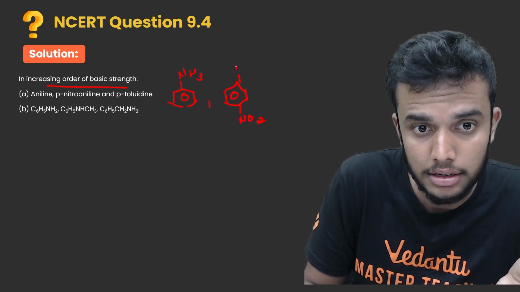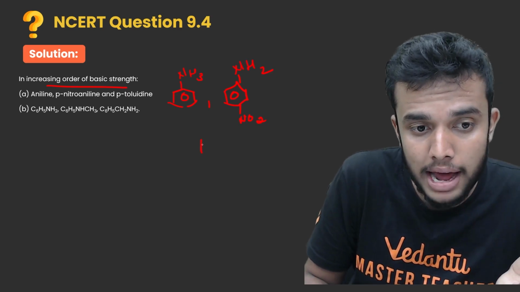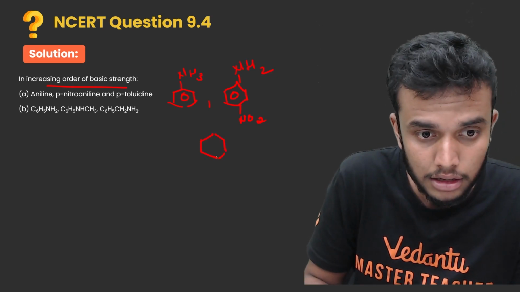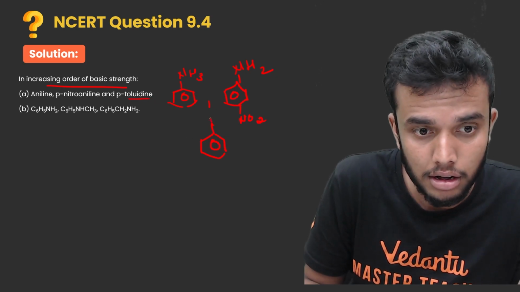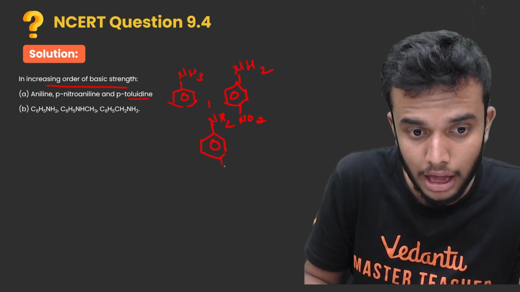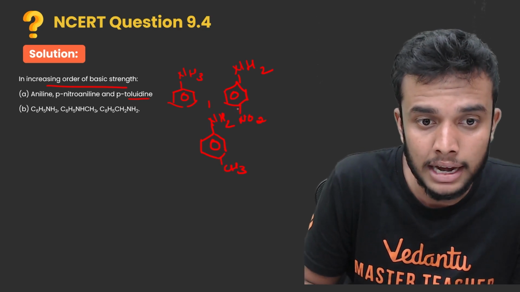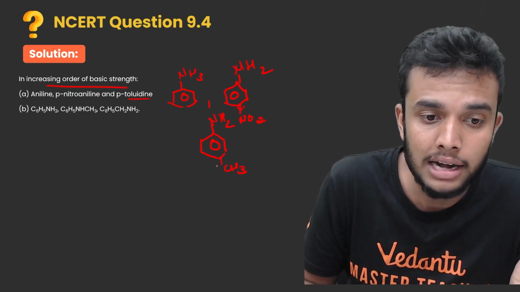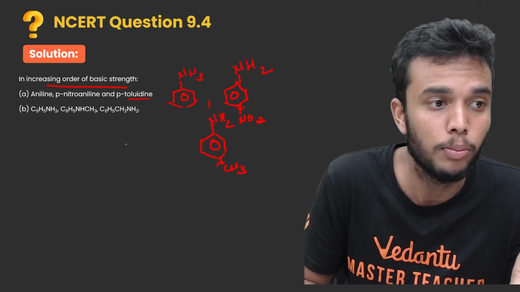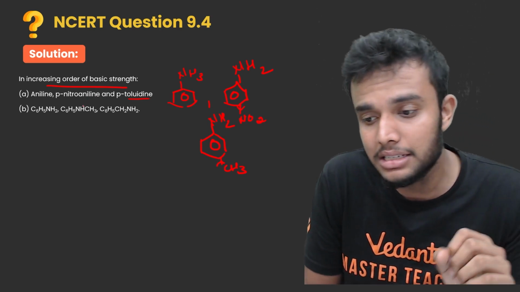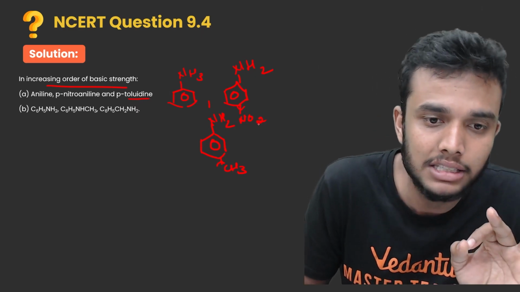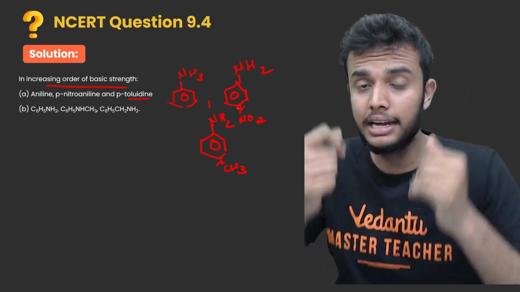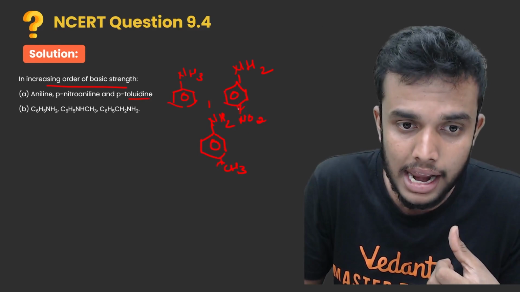Para-nitroaniline. Para-toluidine, students. Para-toluidine is nothing but this one, right? At the para position, a CH3 group is there. Students, observe here. This is an electron withdrawing group and this one is an electron donating group. We need to arrange in increasing order of basic strength. That's why para-nitroaniline comes first. Why? Because it is an electron withdrawing group.